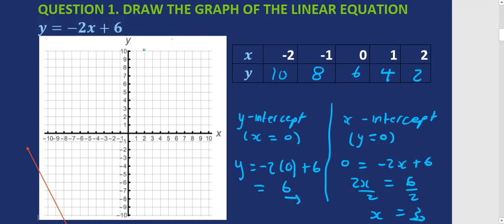So we have a y-intercept at y equals 6. We have the x-intercept at x equals 3. And of course, we could draw a line through those points to determine our linear graph. So this is the second way in which you could sketch your linear graph.